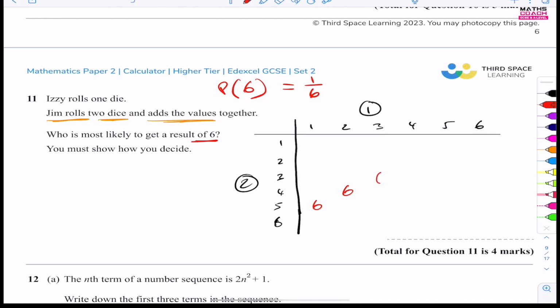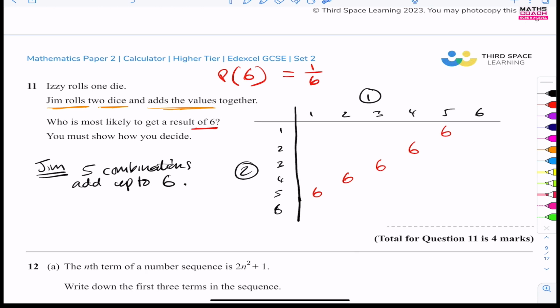So as you can see, there's a pattern starting to emerge which goes up diagonally like this. So 6 and 1, that's also a 6. 5 combinations that add up to give 6 for Jim. So if we write down Jim, 5 combinations add up to 6. So Jim has 5 combinations that give him a total of 6.